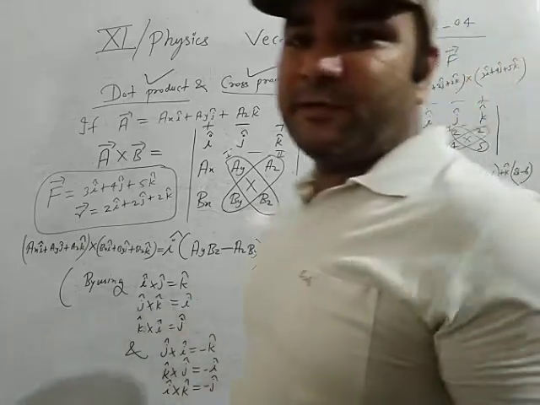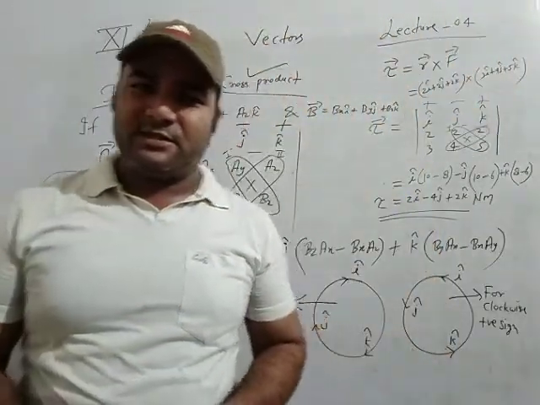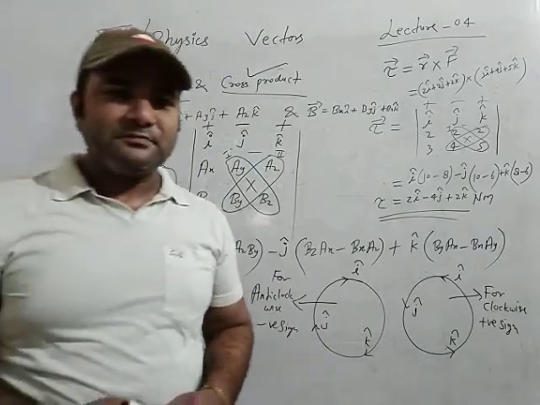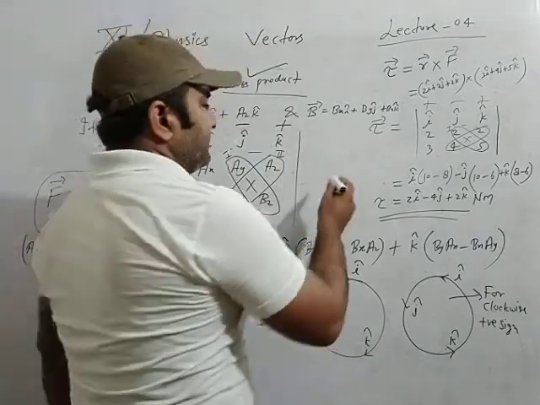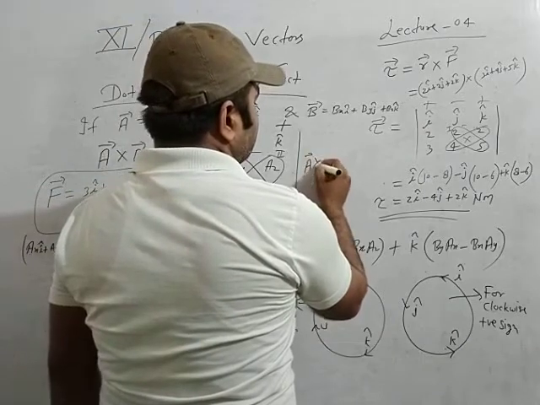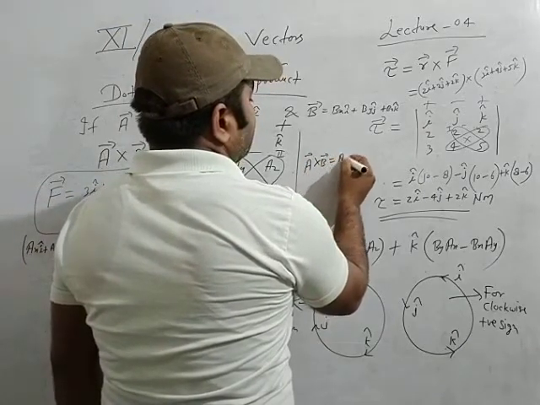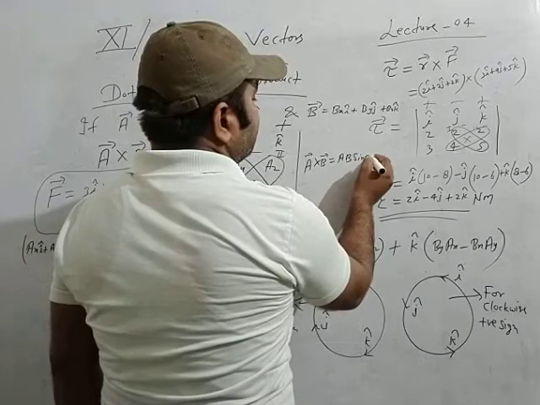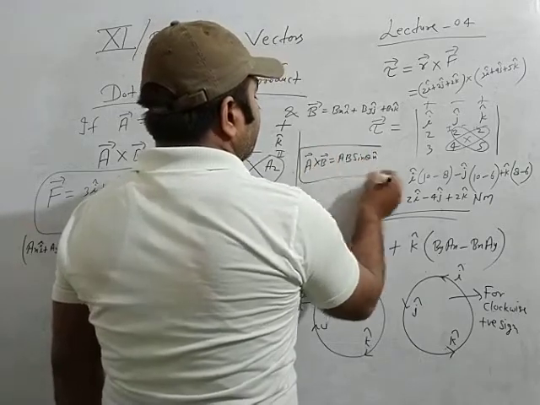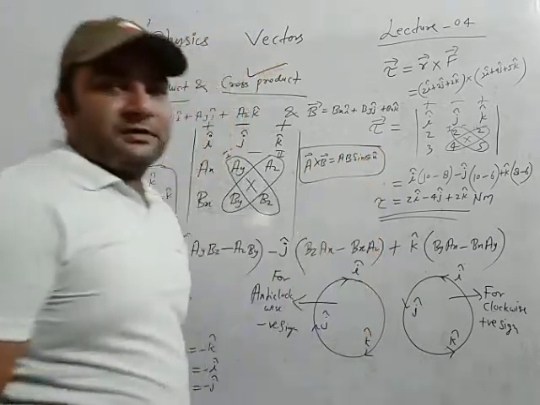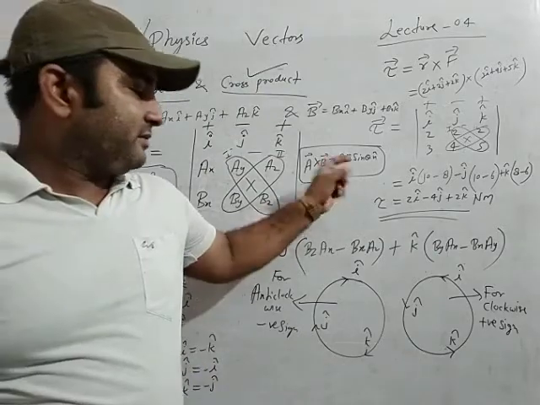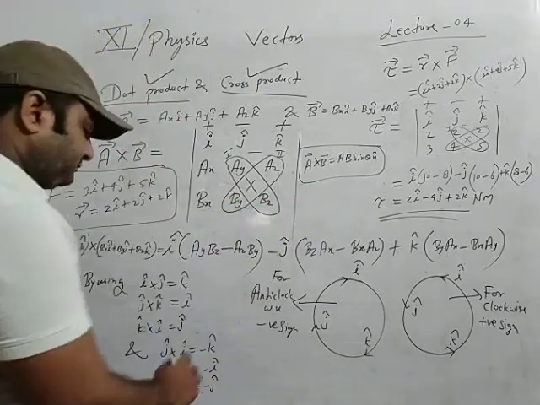This is the value of the turning effect of force, that is Newton meter. So in this way we can solve any numerical based on cross product. The concept of cross product is taken from this one concept, A cross B is equal to AB sin theta n cap, and here unit vector n cap is a vector quantity.